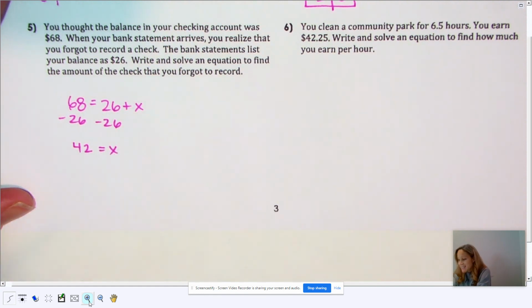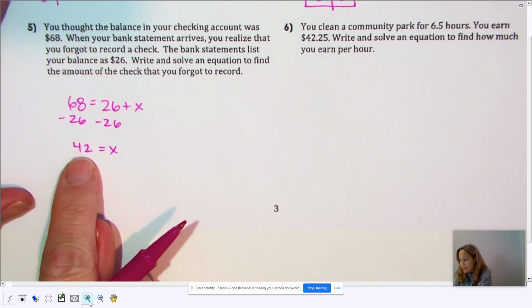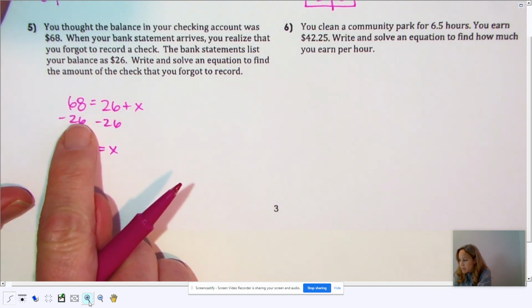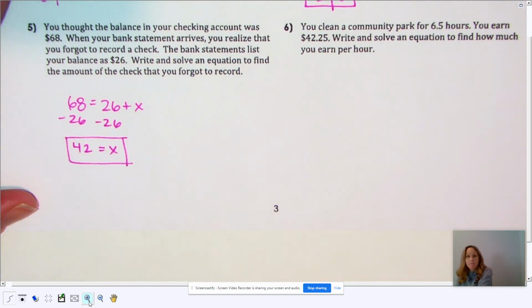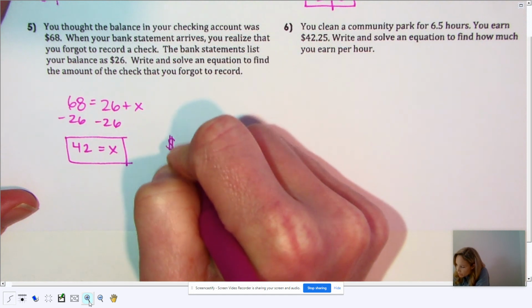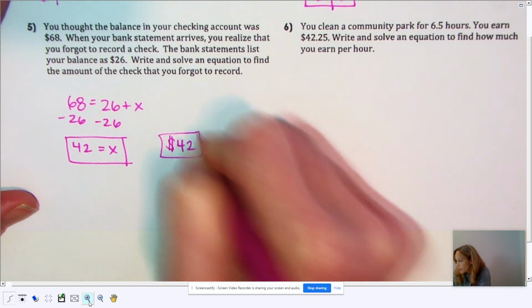So I thought I had $68. If I really take away that check for 42, that brings me back down to 26, which is what we were expecting. Okay, so I should give the correct unit, so $42.